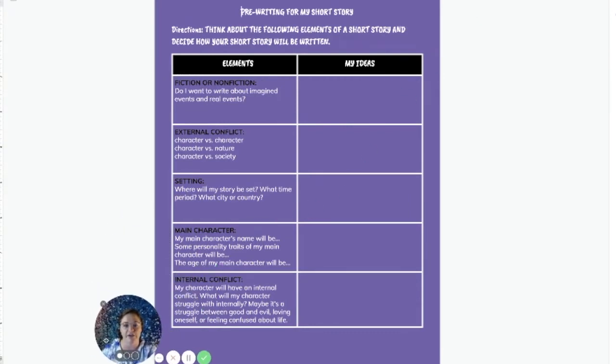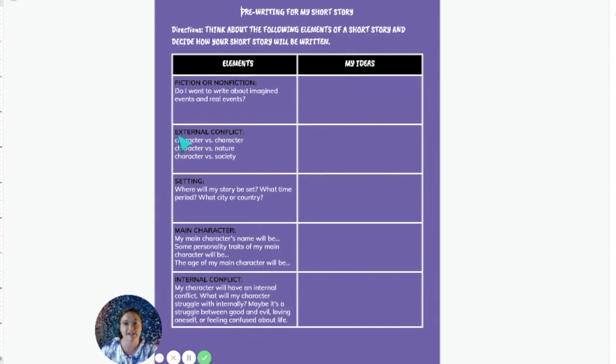All right, so if you look at this graphic organizer, again, it is pre-writing for your short story. The directions are, I want you to think about the following elements of a short story and decide how your short story will be written. Okay, so first of all, you've already kind of thought about this as we went through the Nearpod together, but I want to know, are you planning to write a story that is fictional, right? That is made up, that is from your imagination? Or do you plan to write a story that is nonfiction, that is made up of real events and real people? So you want to go ahead and write that here, or type it here.